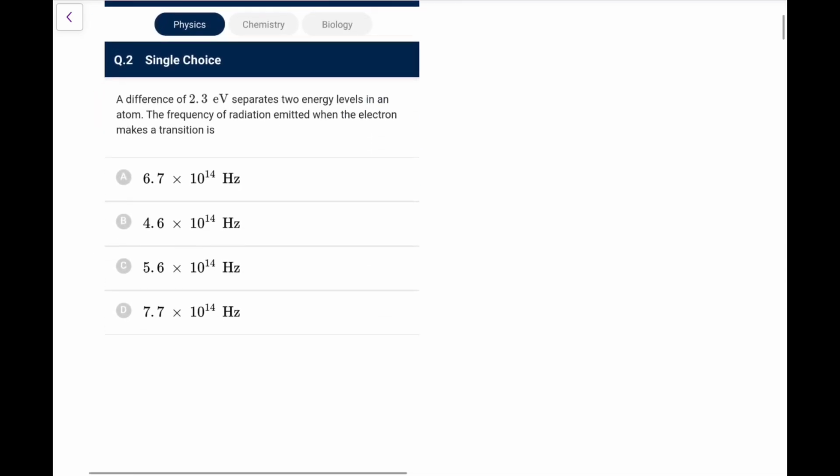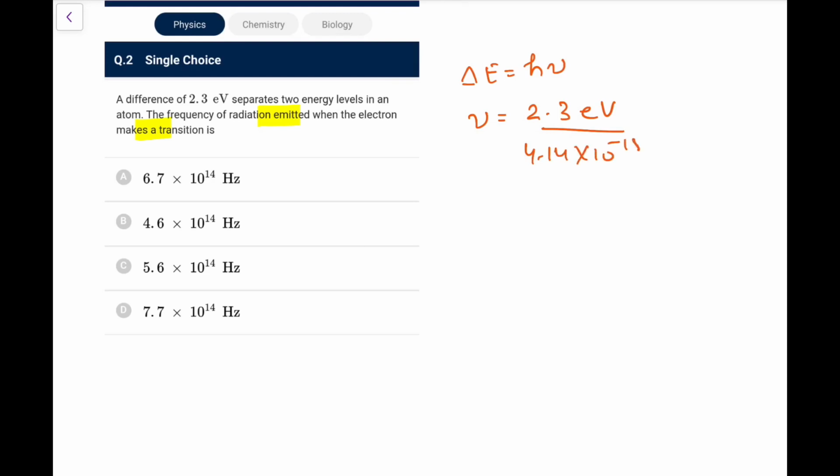Next: the difference of 2.3 eV separates two energy levels in an atom. The frequency of radiation emitted when the electron makes a transition. So you can directly say that delta E would be equal to h nu. So the frequency nu would be delta E, that is 2.3 eV, and h you know is 4.14 into 10 to the power minus 15 eV seconds. So it is 2.3 upon 4.14 into 10 to the power minus 15 hertz.